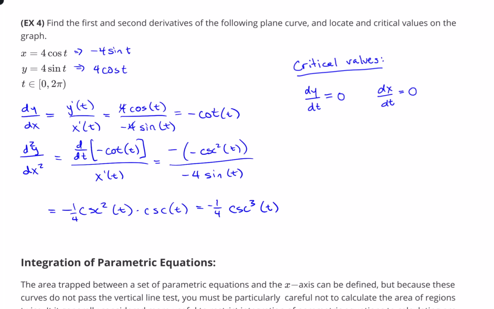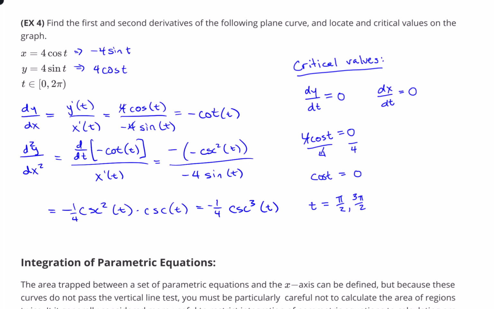So dy dt is 4 cosine t. When I set that to 0, first thing of course I would do is divide both sides by 4, and that gives me cosine t equals 0. So effectively I just need to take the arc cosine of 0 and find out any points where the cosine of t is 0. So that's going to be at pi over 2 and 3 pi over 2. And of course, if you need to review a unit circle in order to find those, that's fine.